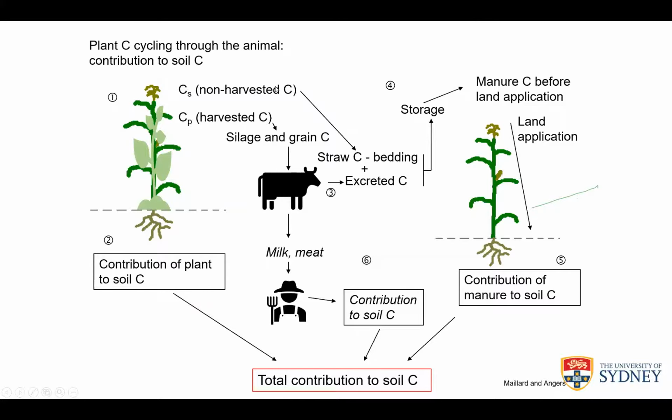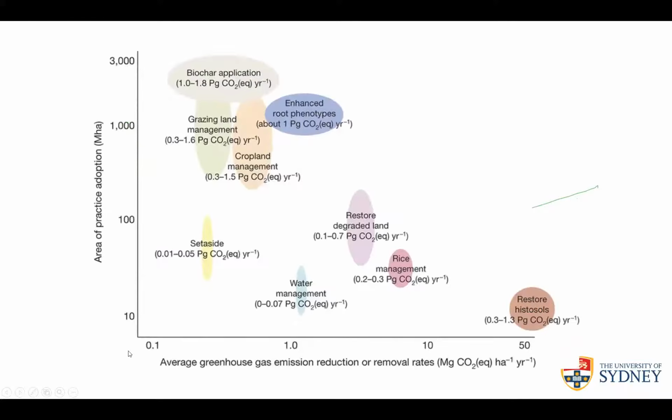So people have looked at different rates of what the options are, right? For example, this is the average greenhouse gas reduction. That means that the higher this is, they look at this per hectare per year. So these are the potential. These are practices that are going to increase a lot of removal. But this is the area of adoption, where in the world can you put it in, right?